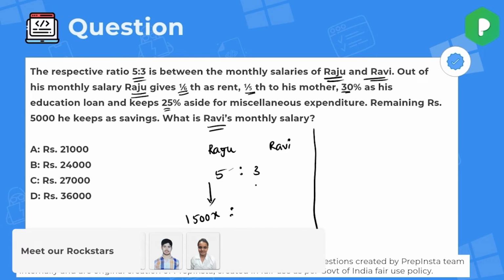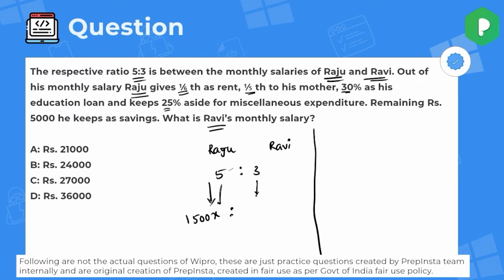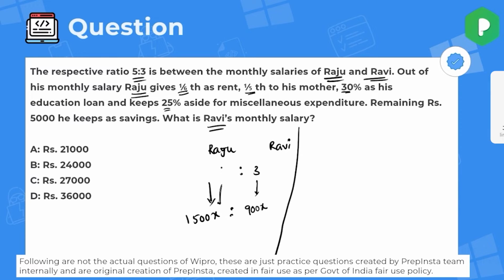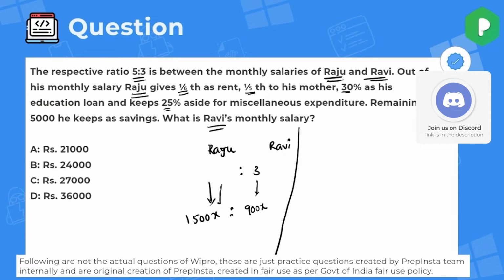Then what will be Ravi's salary? Raju's is 5 times, so Ravi's is 3 times, right? So it is 900x. So these are the incomes of Raju and Ravi. Now we have to find the total expenditure of Raju and we will come up with the salary of Raju. Then we will establish the salary of Ravi. So here, on the right hand side of this table, I am assuming all the expenditures of Raju.